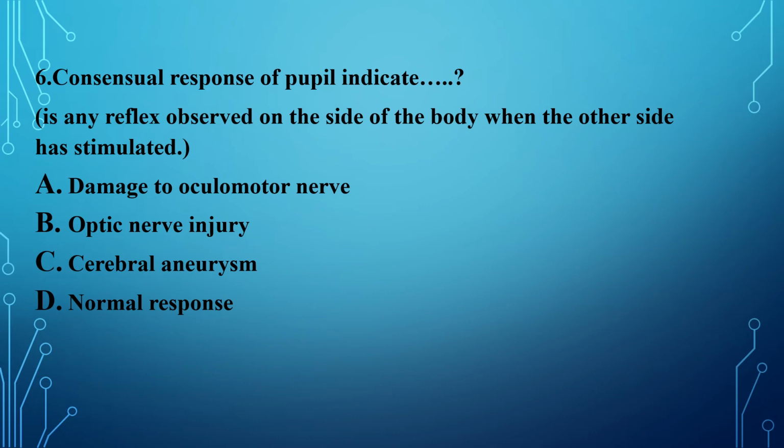So the question is: consensual response of pupil indicates, A, damage to the oculomotor nerve, B, optic nerve injury, C, cerebral aneurysm, and D, normal response. The answer is optic nerve injury. So consensual response of pupil indicates the optic nerve.